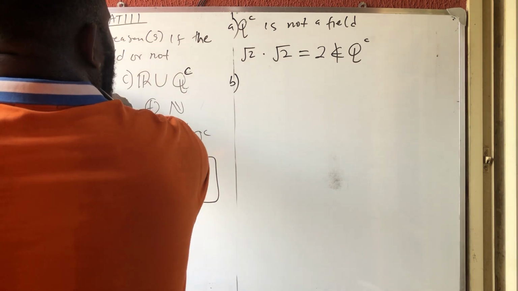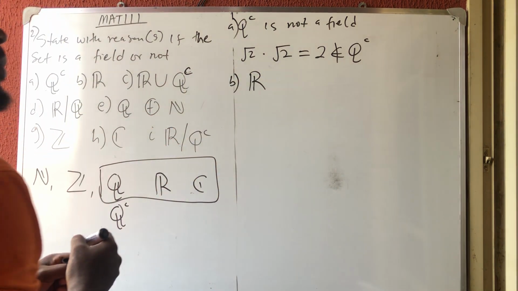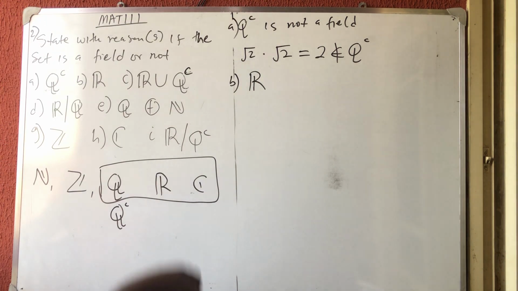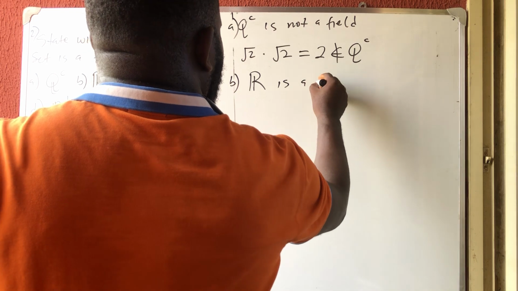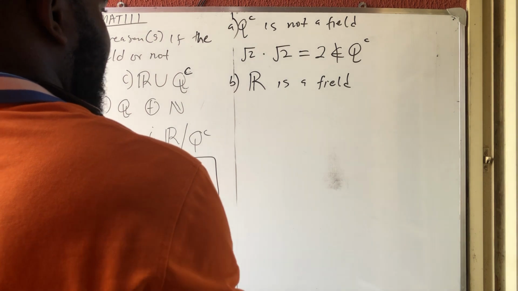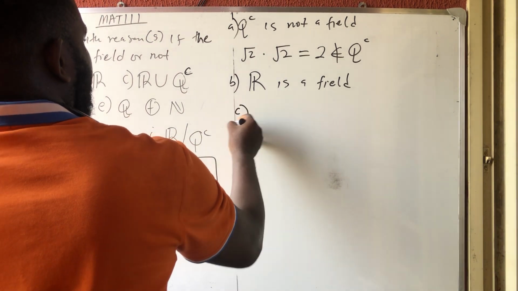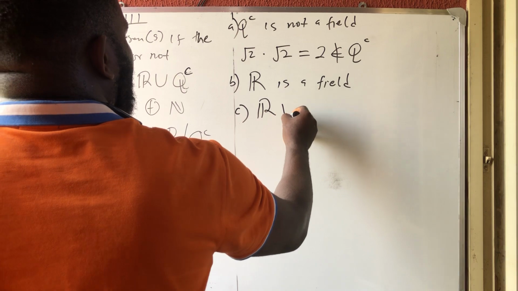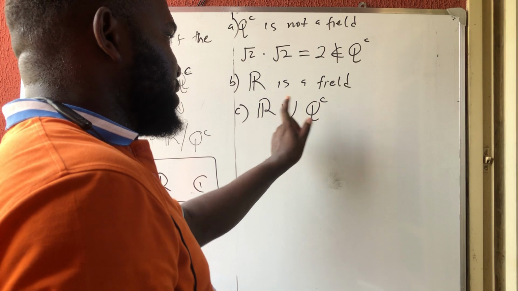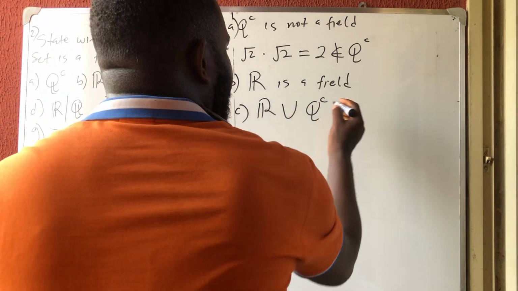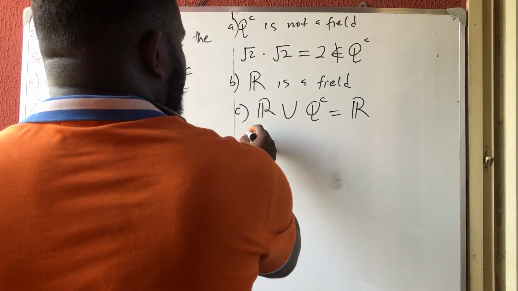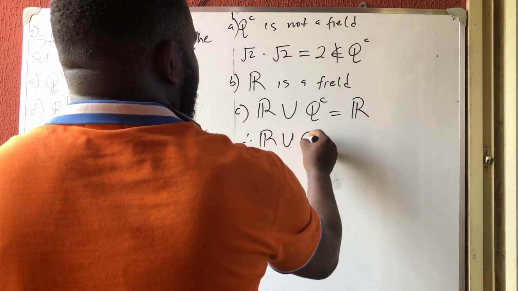But the real numbers are a field. They pass all those properties. Yes, this is a field, because it passed all the properties of addition and multiplication. Now, C said R itself union the irrational numbers. The irrational numbers are found inside R, so the union of them will still give me R. It's still giving me R, and we say that R is a field, so this one is equally a field.